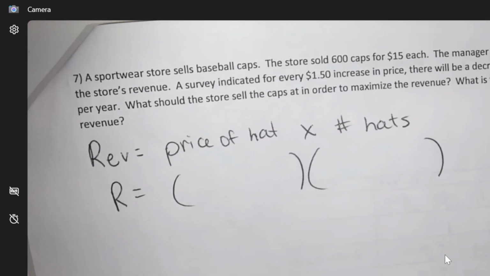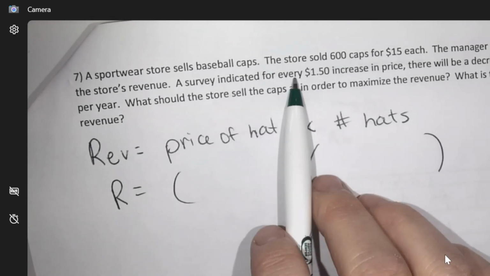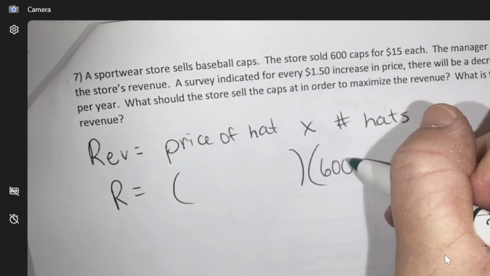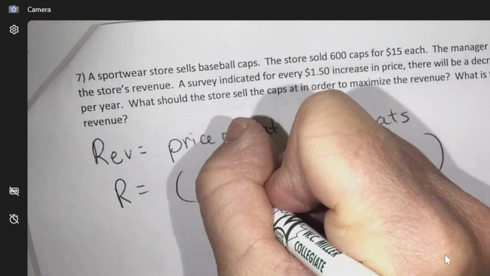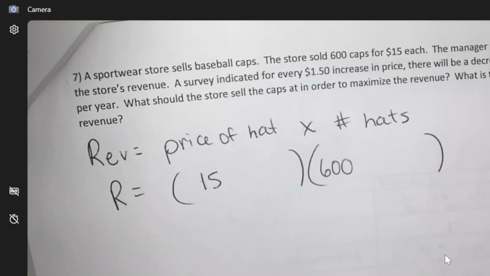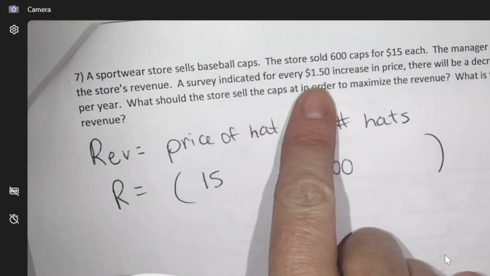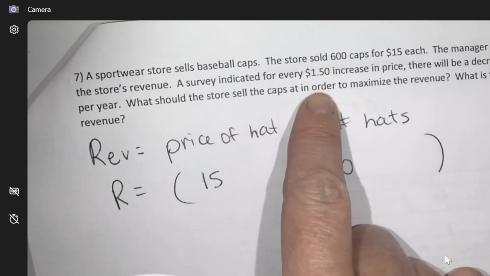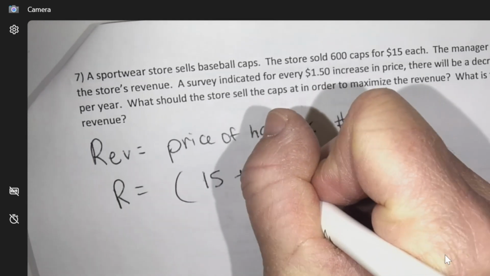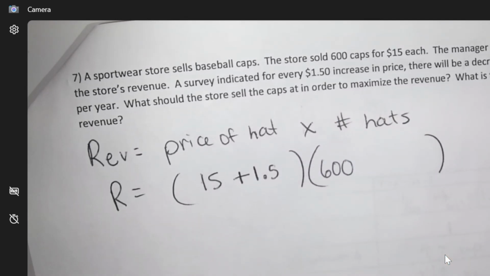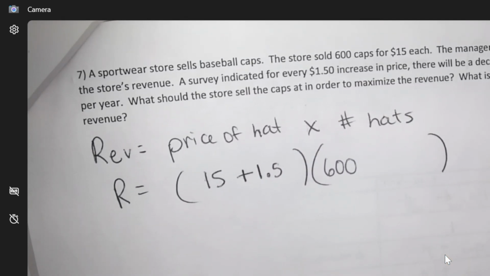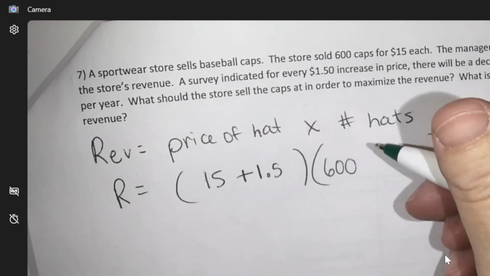Okay, so I'm going to use brackets to represent the price, and then another bracket to represent the number of hats. Okay, so a store sold 600 hats at the start for $15 each. They're trying to get the largest revenue, and it's indicated that if they were to increase by $1.50 on their price, then there would be a decrease of 30 hats.